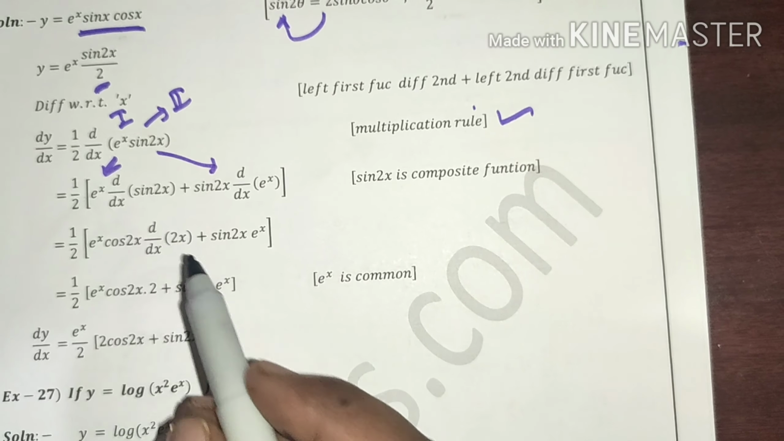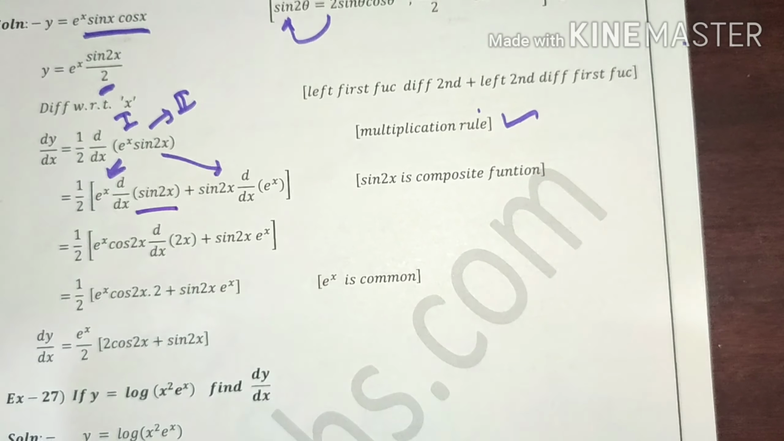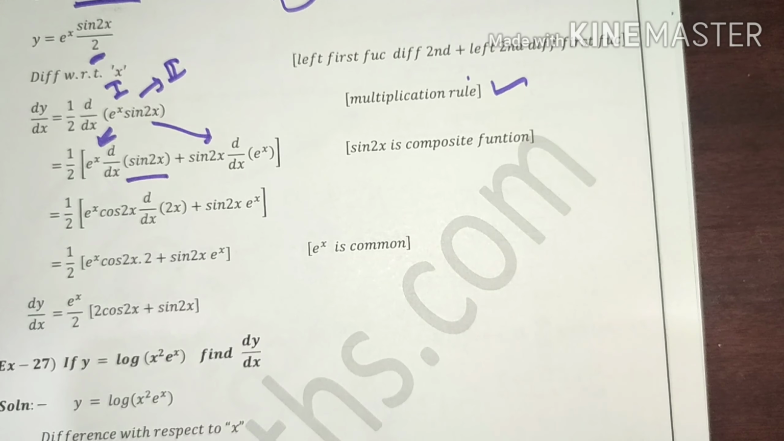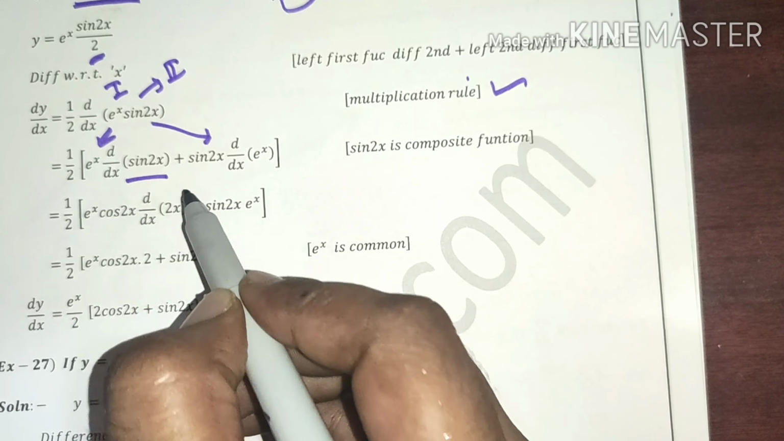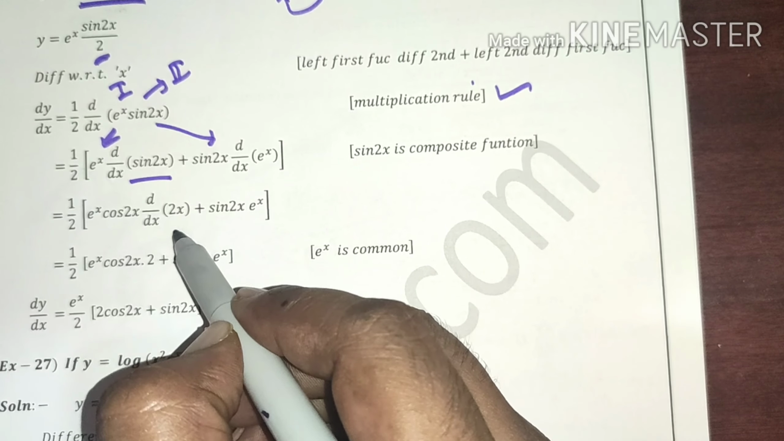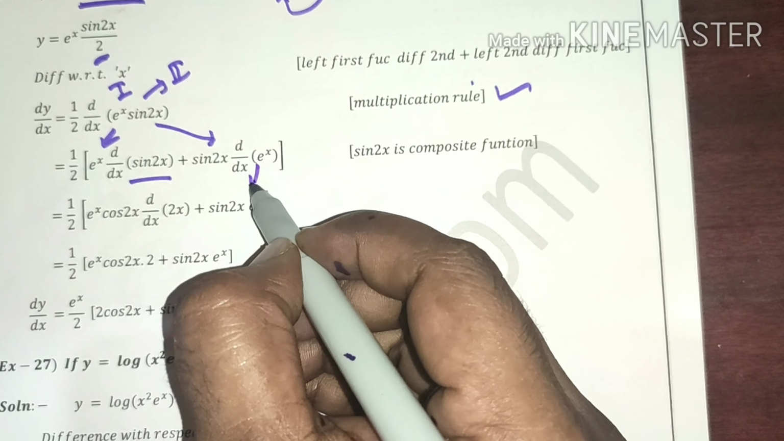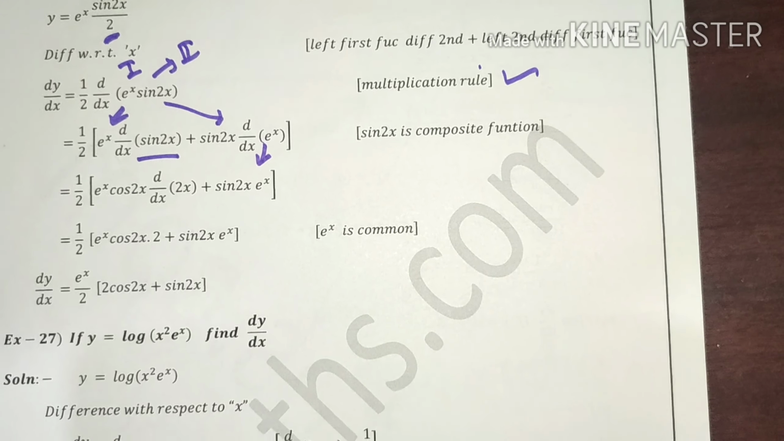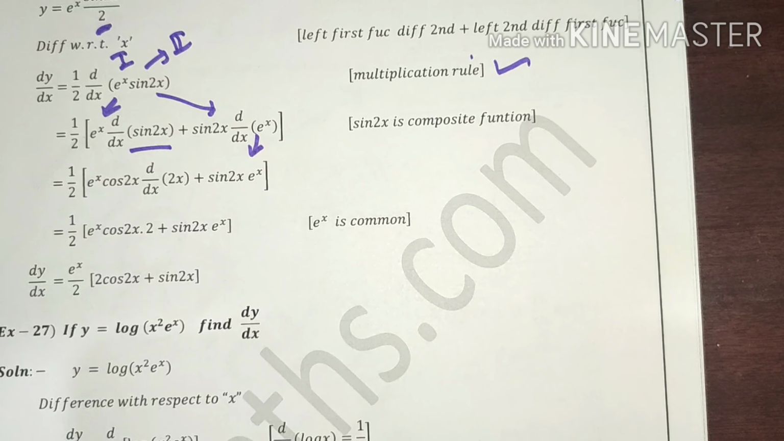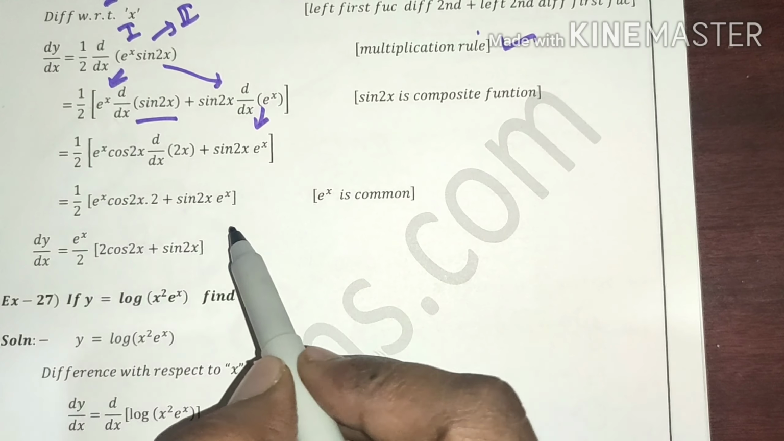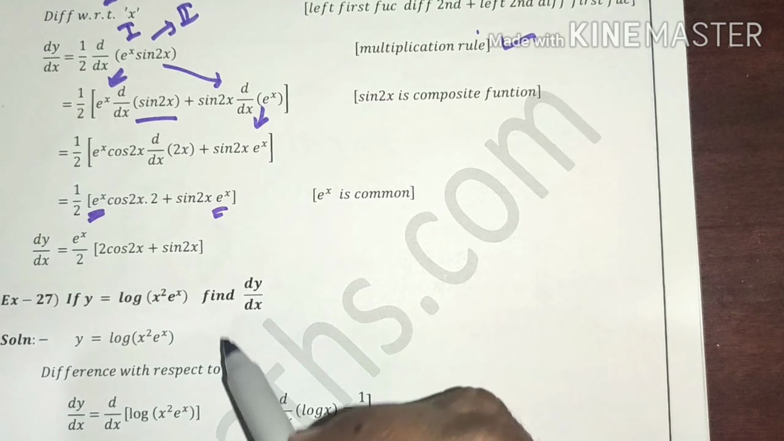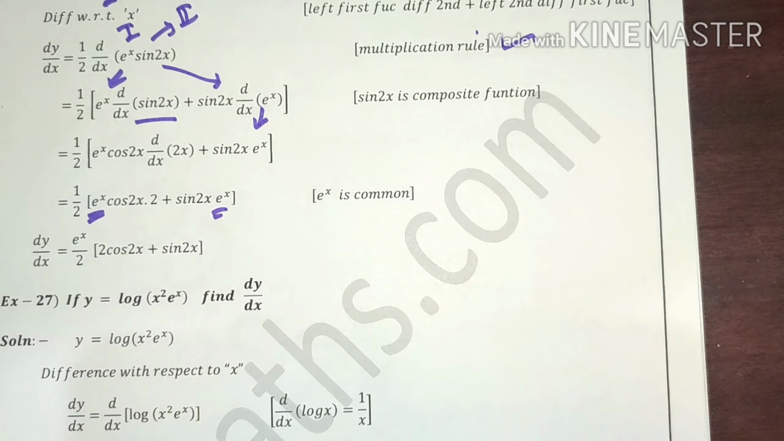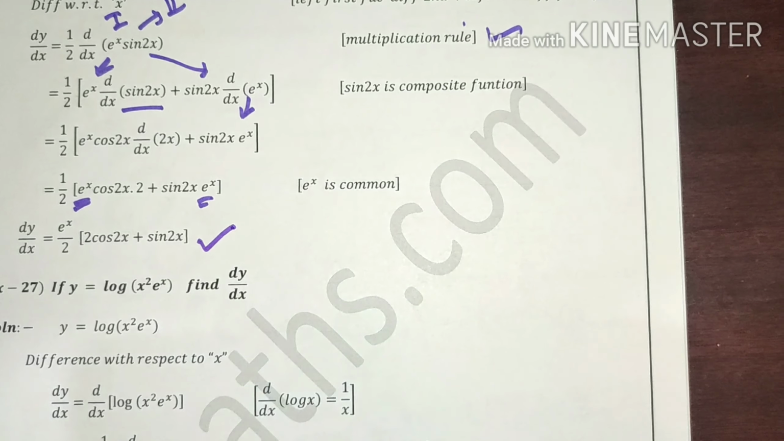As we know, sin 2x is a composite function. The derivative of sin x is cos x, and we take the derivative of 2x again because of the composite function. As we know, the derivative of e raised to x is e raised to x. See here, e raised to x is in both terms, that's why it will be common. After that we got this step.